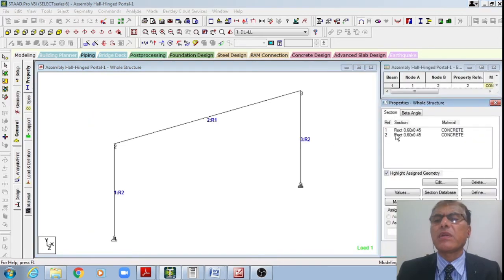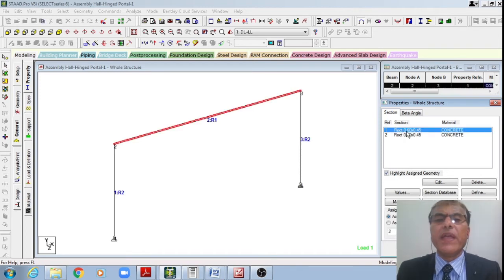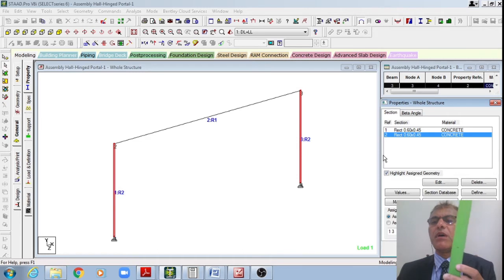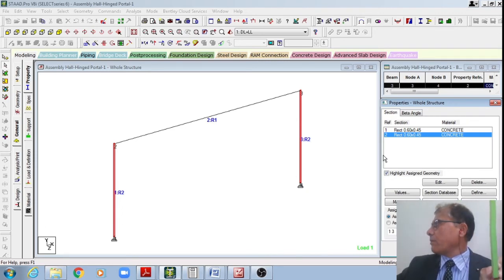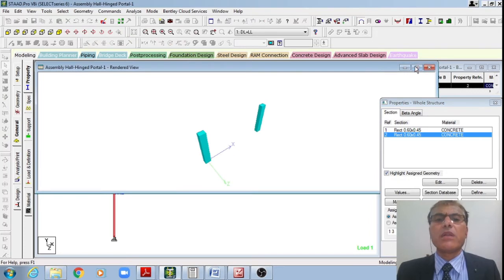Therefore, now I'll directly go to the general page. Now I am in the property toolbar. I am defining the section of the beam as 0.6 depth and 0.45 width, using the concrete material. I am defining concrete material for the columns too: 0.6 is the dimension in the span direction, and the width is 0.45. These properties are already assigned to the columns also; these are my two columns.